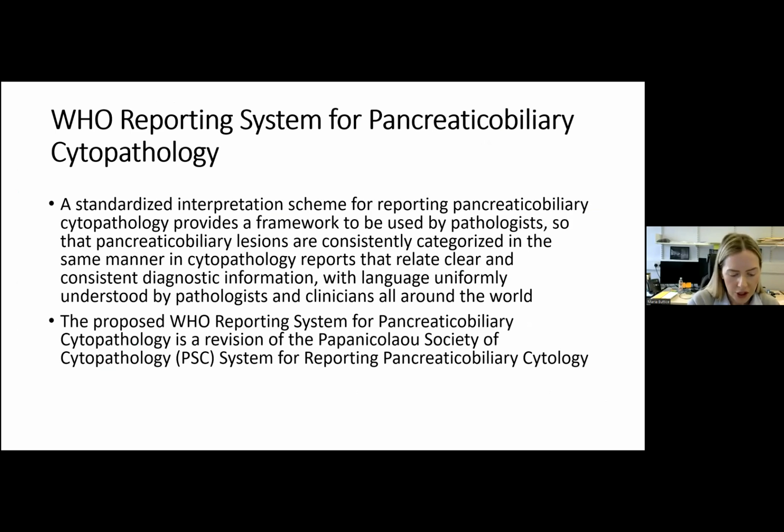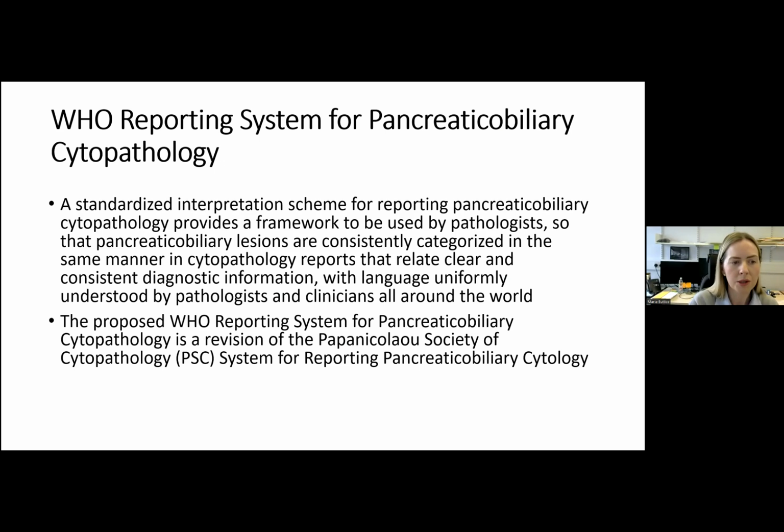So, the WHO reporting system for pancreatobiliary cytopathology. The reporting system essentially provides a framework that can be used by pathologists to categorize consistently, and it allows us to create reports that are clear and consistent and provide underlying diagnostic information which can be uniformly understood by pathologists and clinicians all around the world.